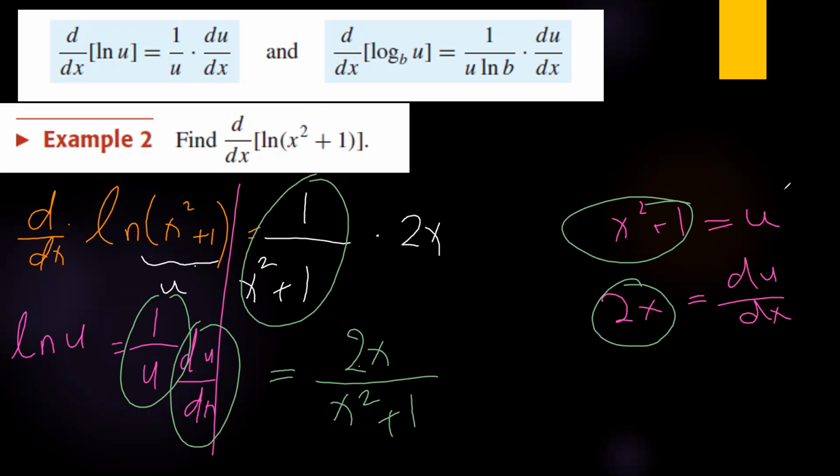Is it clear? Yes, teacher. So if you have it as u, you have to say it is 1 over u du over dx. This is the formula of it. 1 over u du over dx.